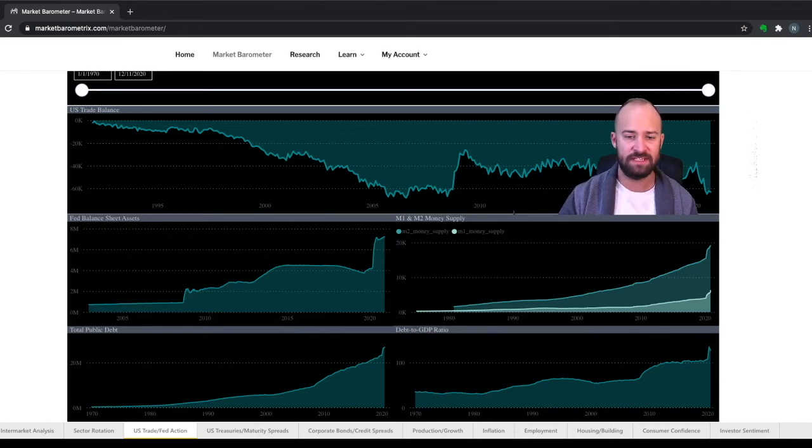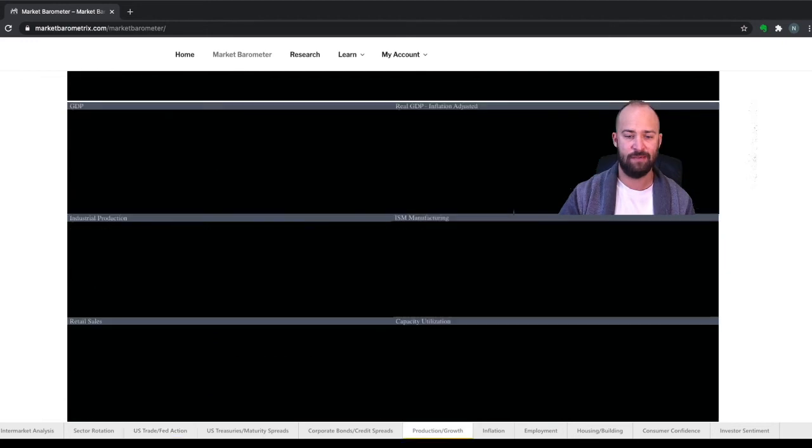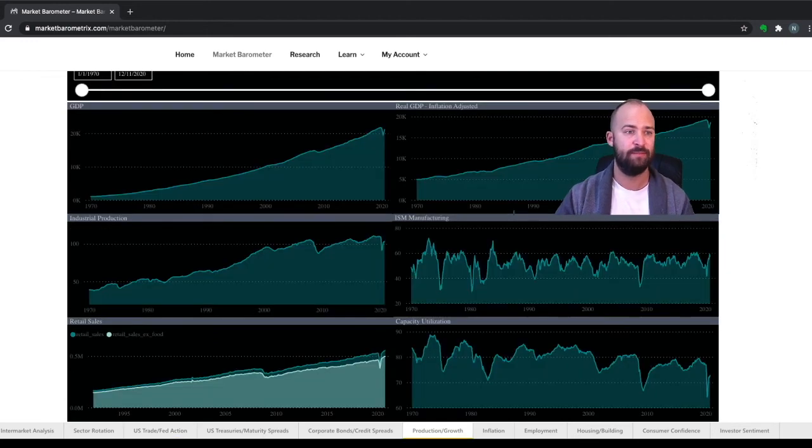So before we talk about the debt to GDP ratio, let's jump over to the production growth tab and look at GDP itself. Also looking at the time frame since 1970, you can see GDP also growing over that same time. So the way that we relate these two charts is through the debt to GDP ratio, to see to what extent they are both growing in lockstep with each other.